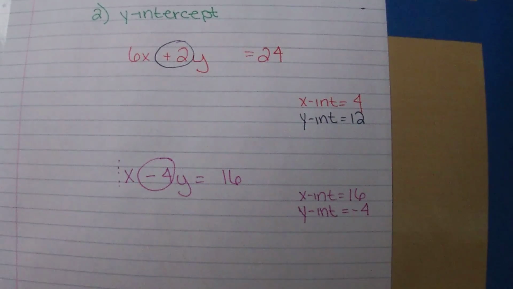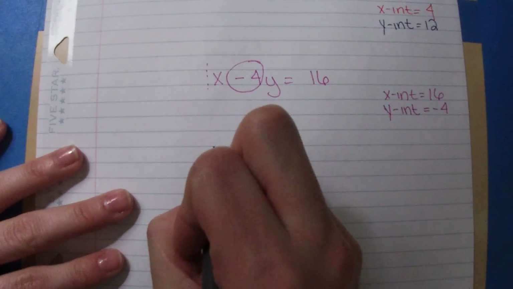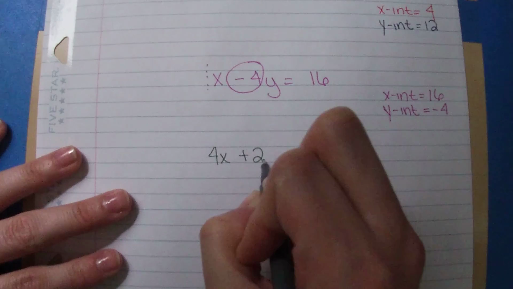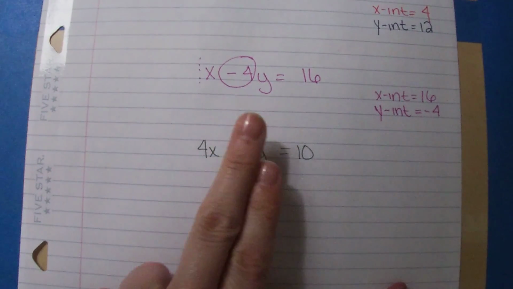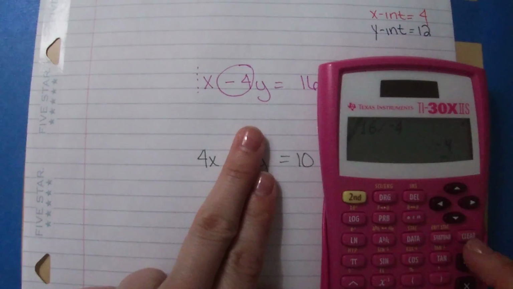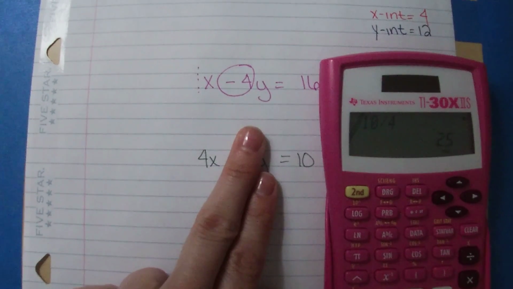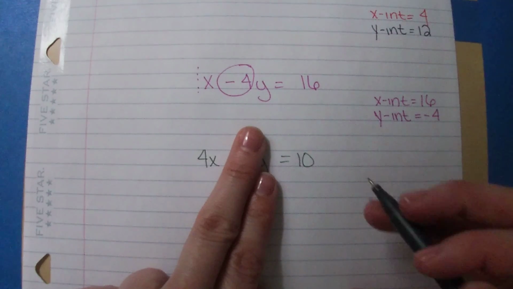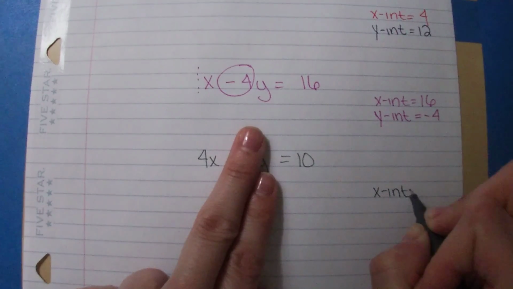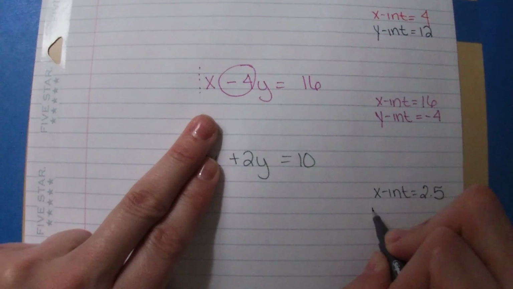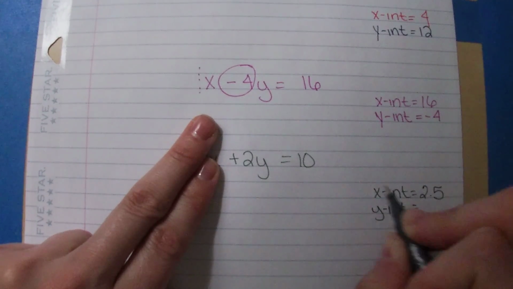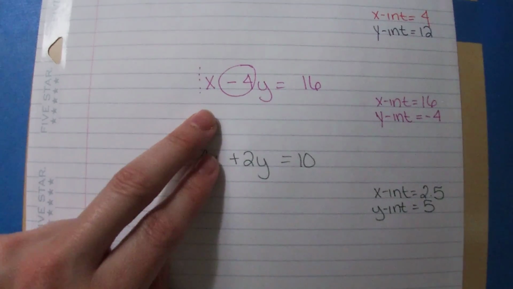It is possible to have something that doesn't go evenly. That's okay. So maybe we have 4x plus 2y equals 10. If I cover up and do 10 divided by 4, my x-intercept is 2.5. Cover up, my y-intercept, 10 divided by 2 is 5.